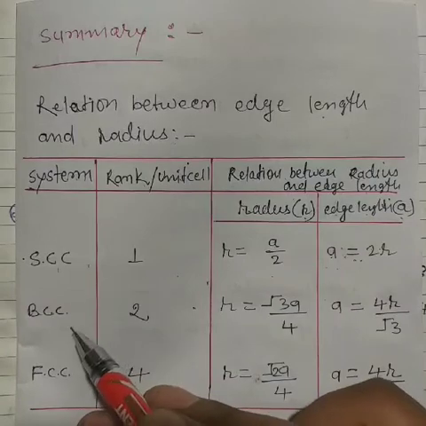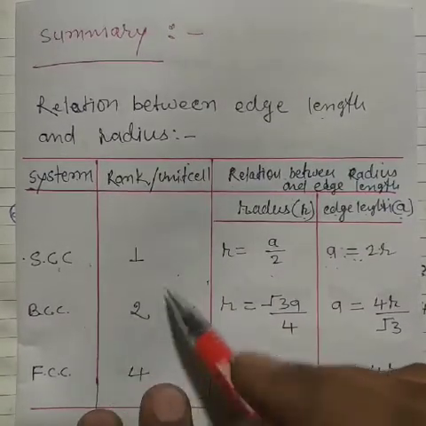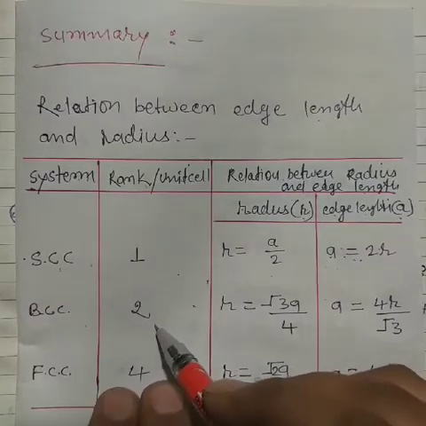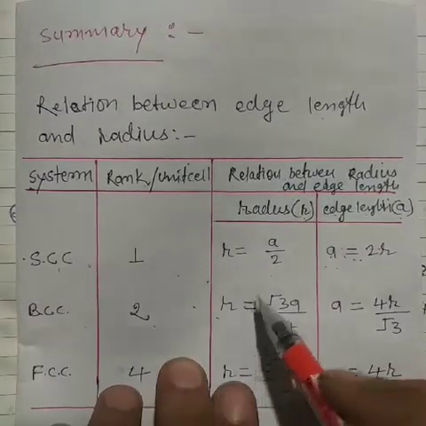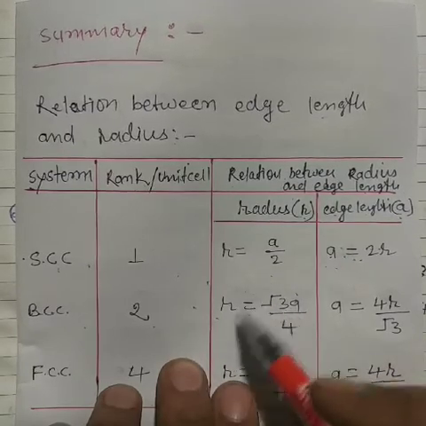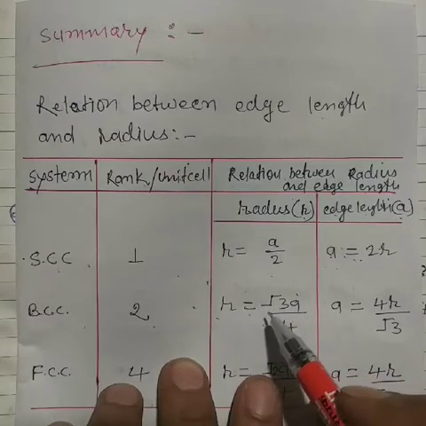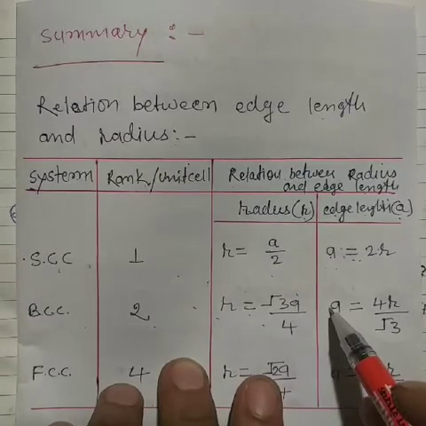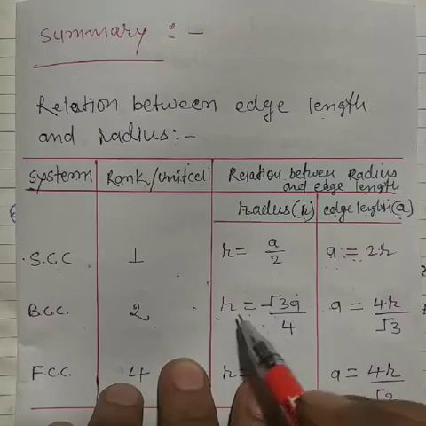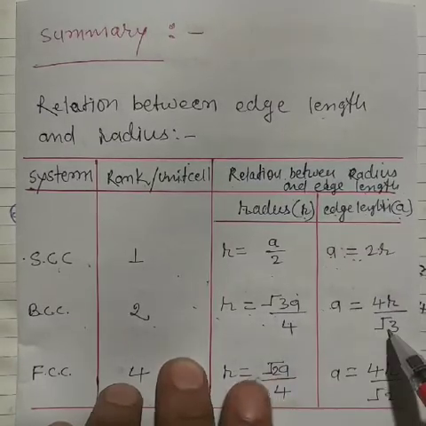Now next one is BCC. BCC, that's rank or unit cell is 2. Now r, which is equals to under root 3 upon 4. Now just before we calculated this value, and a, which is equals to, now here you see, a stayed here, and that's multiply 4r under root 3.